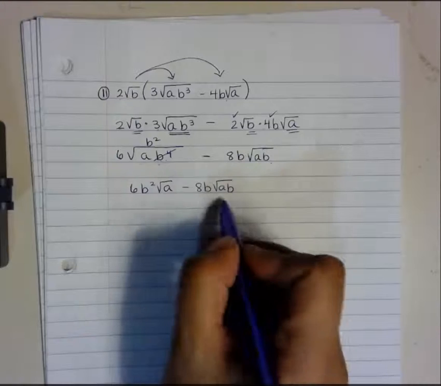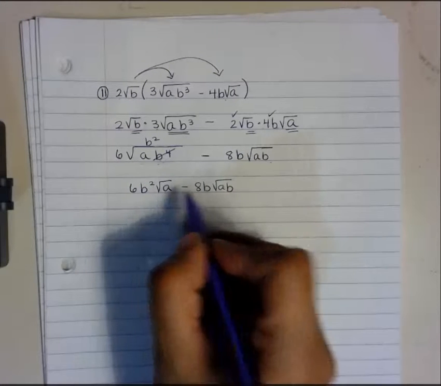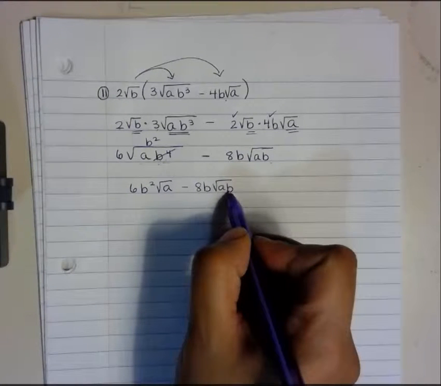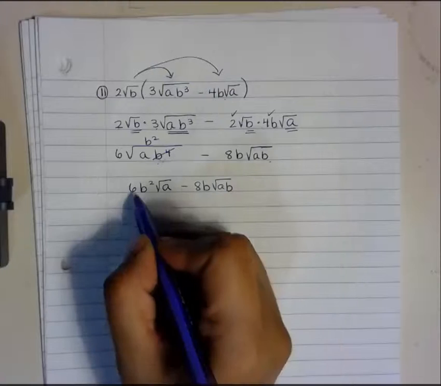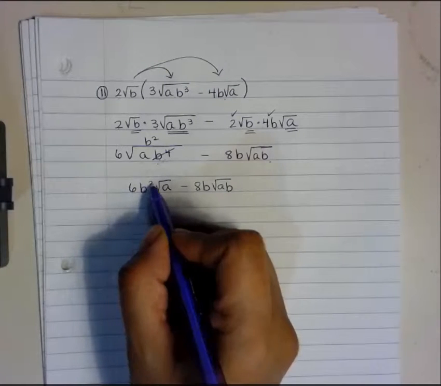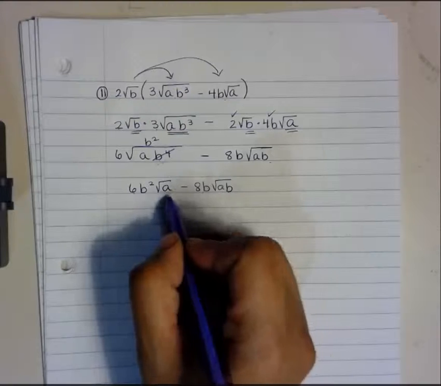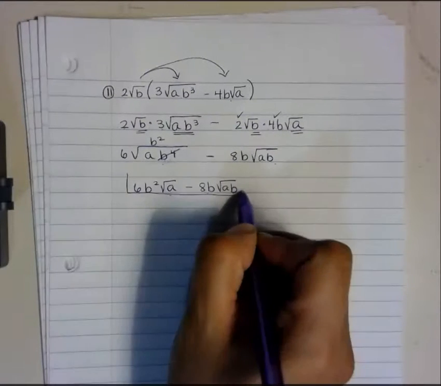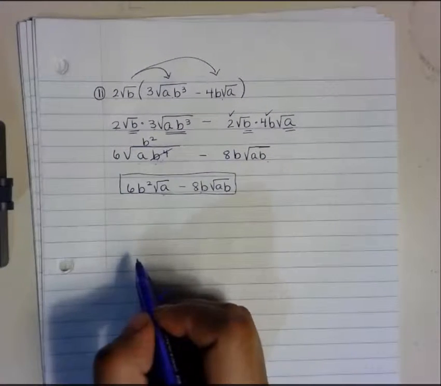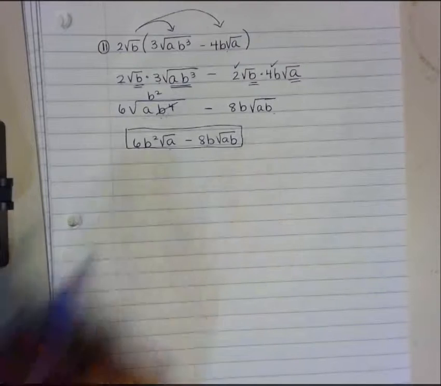Now we still can't combine these because this one only has a and that one has ab. Another reason why we can't combine them is because this one is 6b squared and this one is just ab. So the outside are not like terms and the inside are not like terms. Alright, so don't get confused. Make sure you can tell them apart.